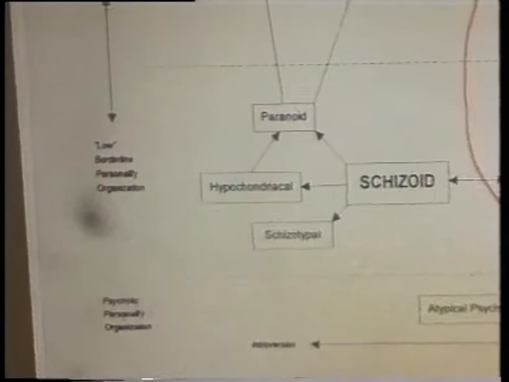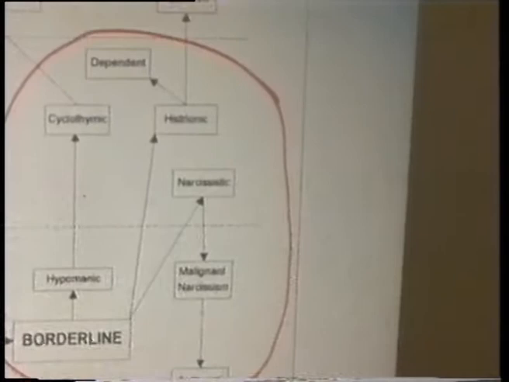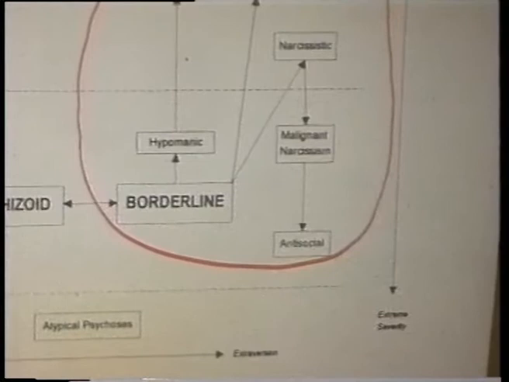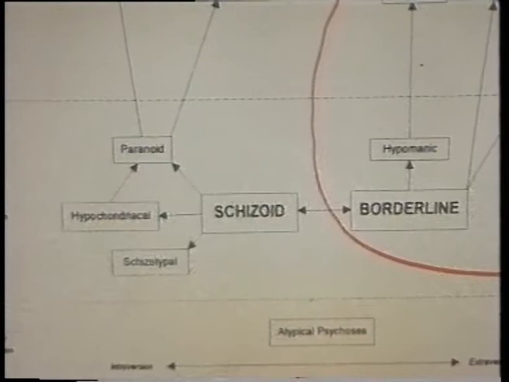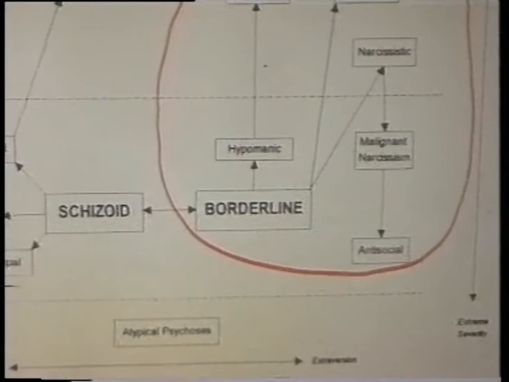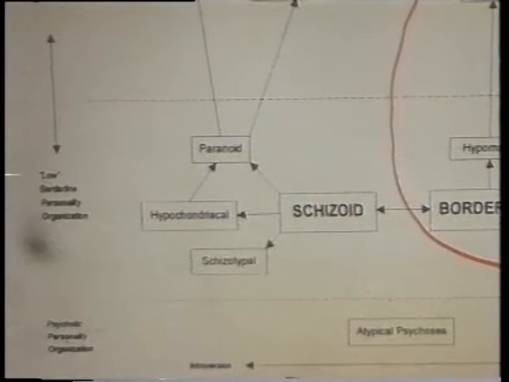Obviously, you go from extreme severity up to mild severity. And then these are the particular, some of these at least, typical DSM-IV disorders. But again, to repeat, according to Kernberg, what's more important is the actual level of organization.